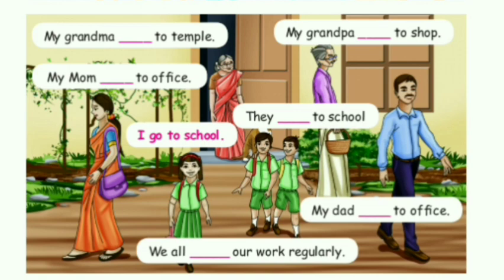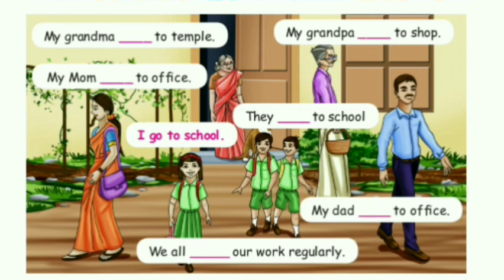And the next picture, my grandma does to temple. My grandma is a third person singular, so my grandma goes to temple. My mom does to office. My mom is also third person singular. My mom goes to office. And I go to school. My grandpa does to shop. My grandpa goes to shop. They does to school. They is a plural form, so they go to school.